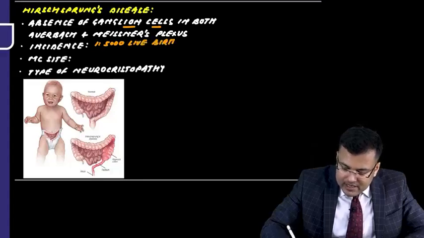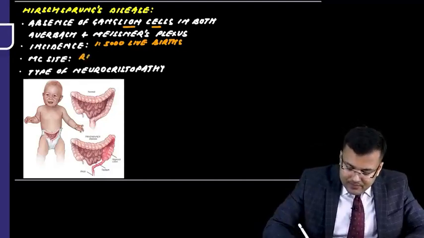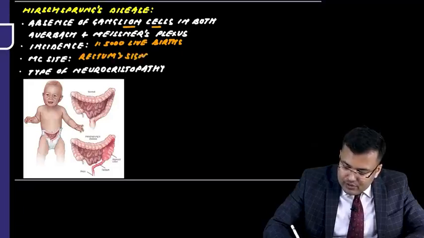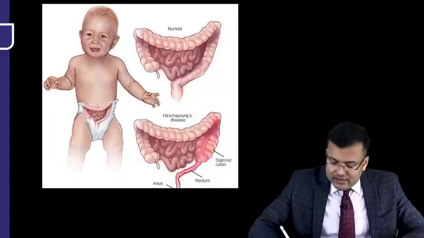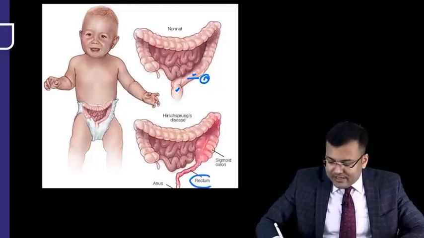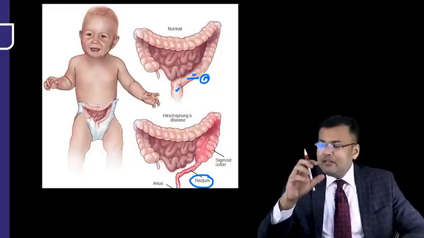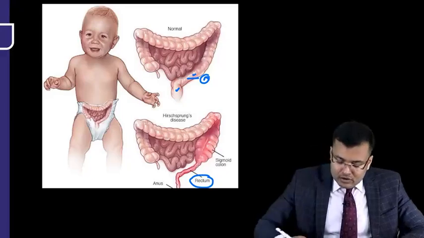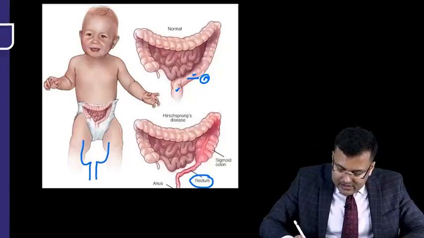What is the most common site? The most common site is the rectum followed by the sigmoid. And you know that it is a type of neurocristopathy. See what's the problem here. In this image, you can see this is the normal colon, this is the normal rectum. In the second image, you can see this part is affected. The affected part of the bowel is contracted and the normal part is dilated or distended.